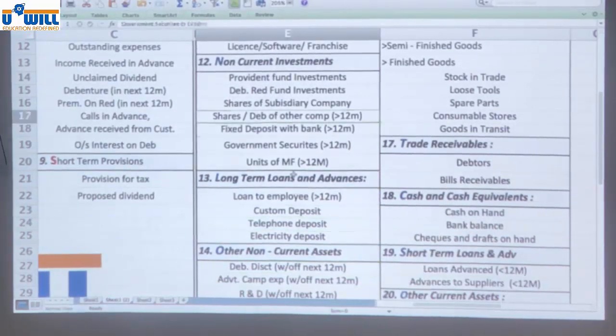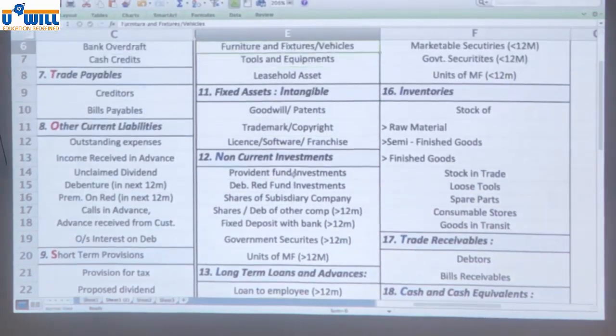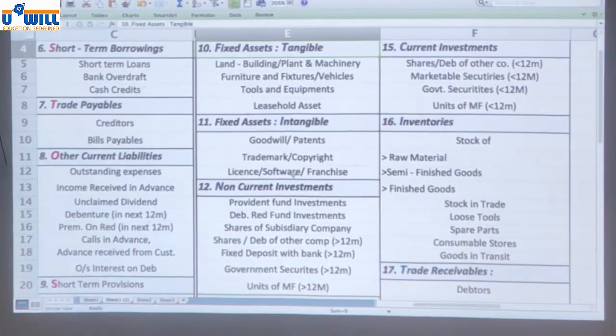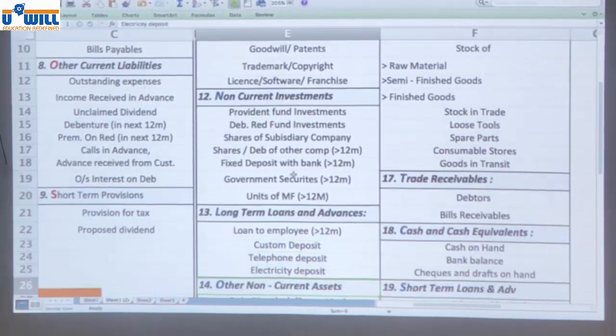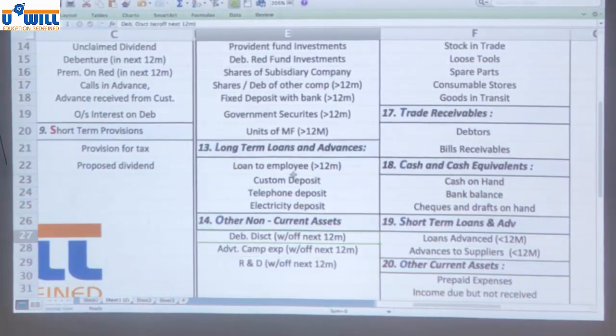Now, what will come in other non-current assets? Remember, only fictitious assets. Remember it like this. Okay? All fictitious assets go to other non-current assets. Now, if these fictitious assets are less than 12 months, then it will go to short term. That will go to current, other current assets.